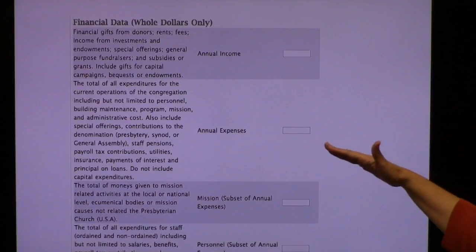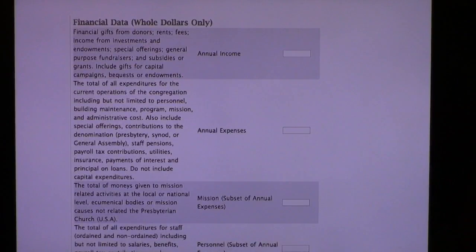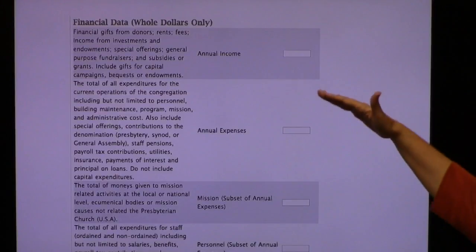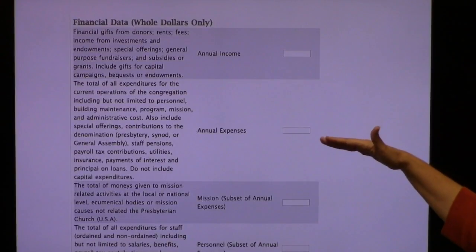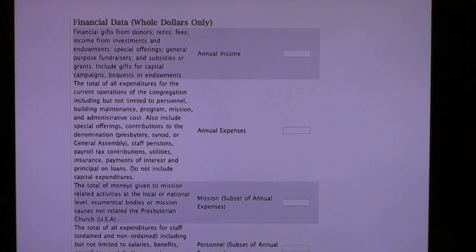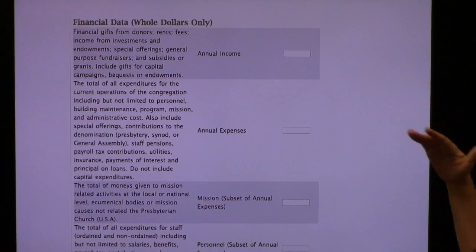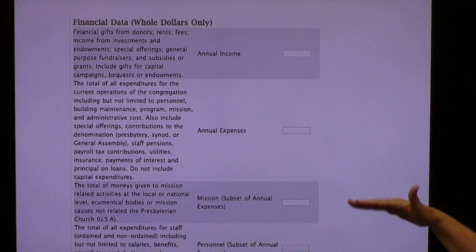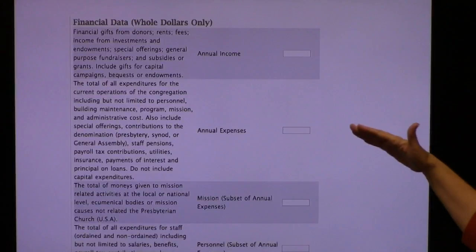The same thing on this one, annual expenses, all of the expenses. You're not having to figure out this amount was for this and this amount was for that. The whole total goes here, also including your special offerings, contributions that you give to the presbytery, the synod, or general assembly, all of it. So your total income, your total expenses. You don't have to worry about trying to break things out anymore like you used to. That's a blessing. Isn't that? I love this one.